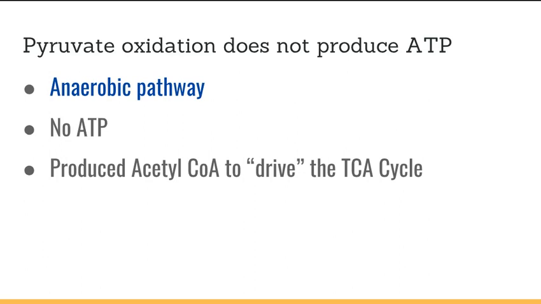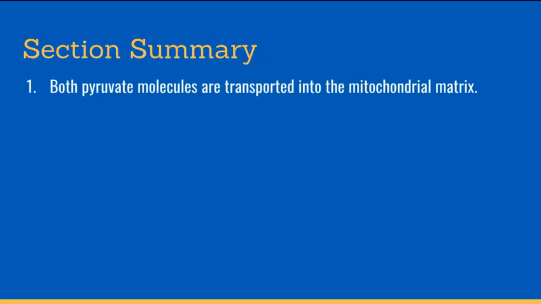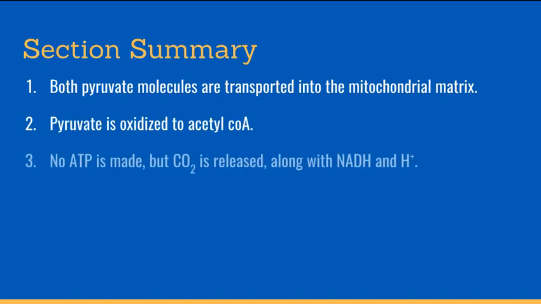Also note that pyruvate oxidation does not produce ATP and is an anaerobic pathway. Once acetyl-CoA is produced, each molecule can drive a turn of the tricarboxylic acid cycle. In summary, both pyruvate molecules are transported into the mitochondrial matrix. Pyruvate is oxidized to acetyl-CoA and no ATP is made, but carbon dioxide is released along with NADH and hydrogen ion.